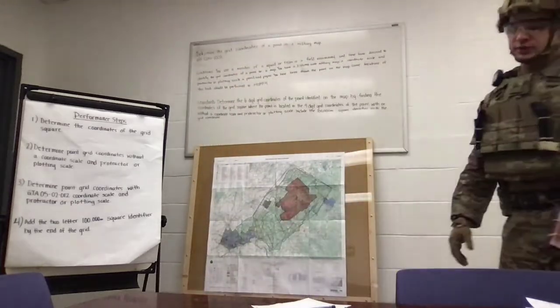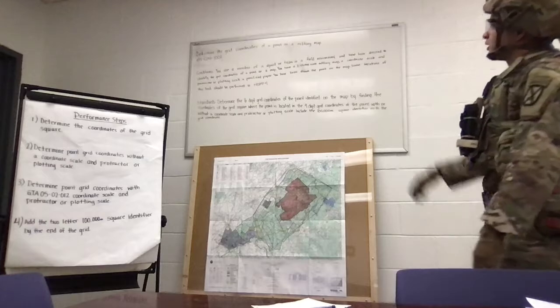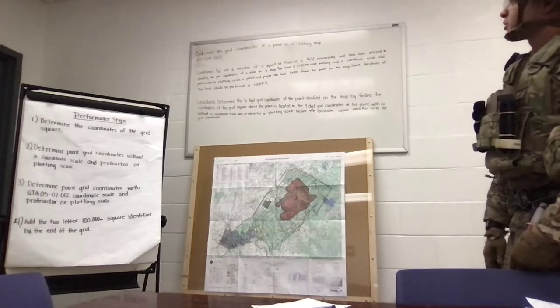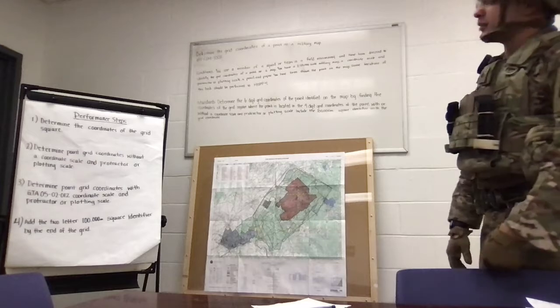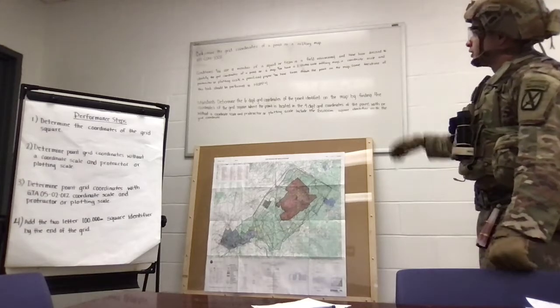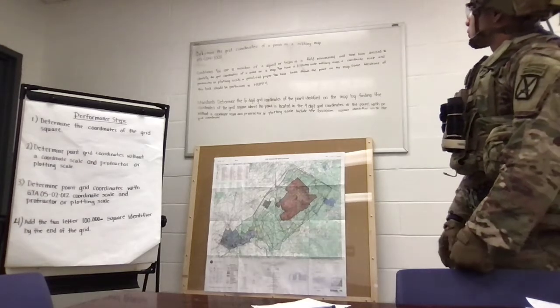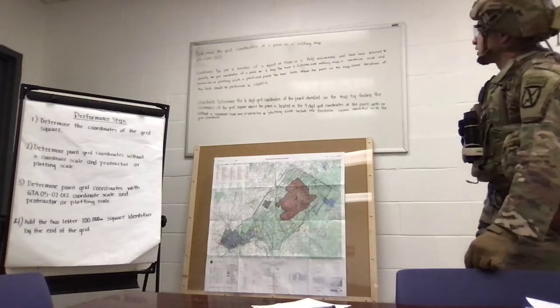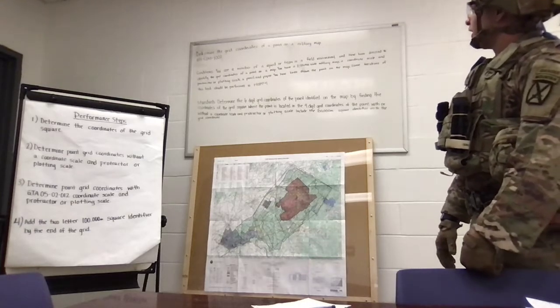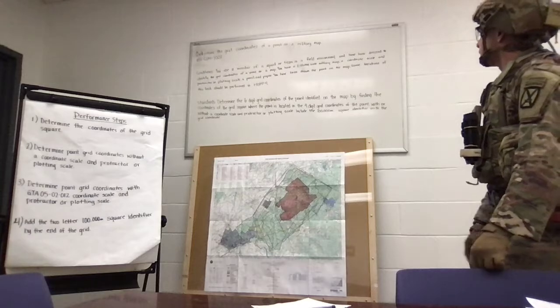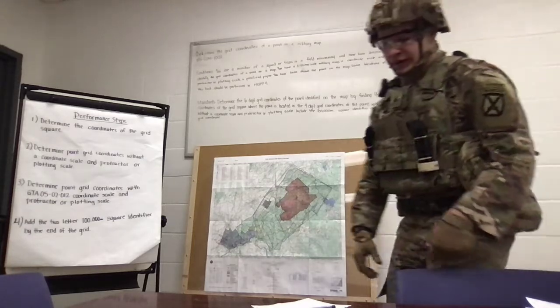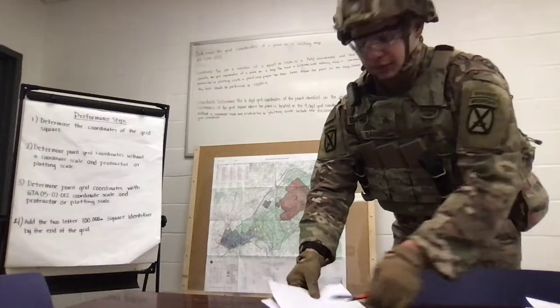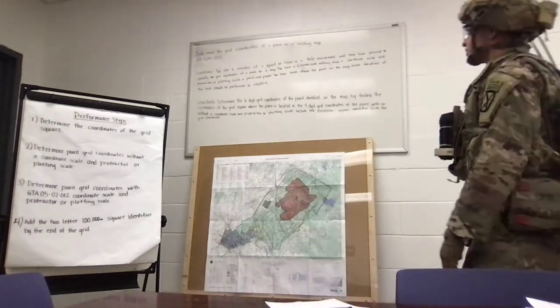Okay, jumping into the class, we're gonna run through the task, conditions, and standards. The task is to determine the grid coordinates of a point on a military map using task number 071-COM-1002. The conditions for today: you are a member of a squad or team in a field environment and have been directed to identify the grid coordinates of a point on a map. You have a 1/50,000 scale military map, a coordinate scale and protractor or plotting scale, a pencil and paper. I have all that for you here. I'm going to toss it out whenever we finish this up.